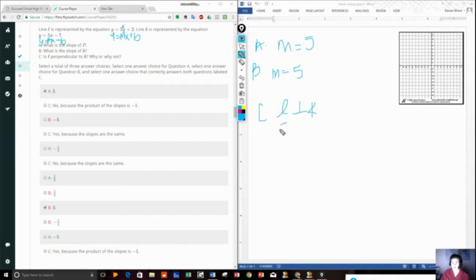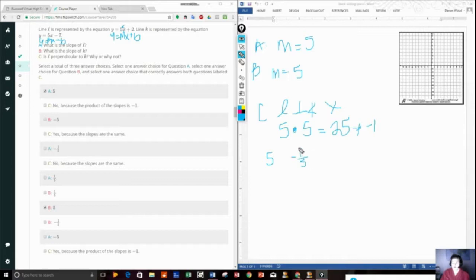So the slope of L was 5 times the slope of K is 5. 5 times 5 equals 25, which is not equal to -1. So no, they are not perpendicular. Alright, the second way of checking is by observation. And by observation, I mean just looking at their slopes. They should be opposite reciprocals. So if I have a slope of 5, the opposite sign of 5 would be a negative, and the reciprocal of 5 would be 1 over 5.